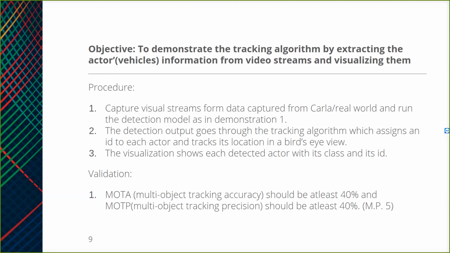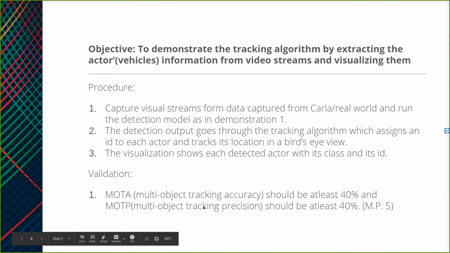So this will be the demonstration of our tracking algorithm. The procedure would be like that: the video that we capture from the data capture system, we will be running our detection model on top of that, and then we will be using those bounding boxes and transforming them into the bird's eye view, and then we will be tracking different agents in the bird's eye view. The validation criteria for this will be MOTA and MOTP.